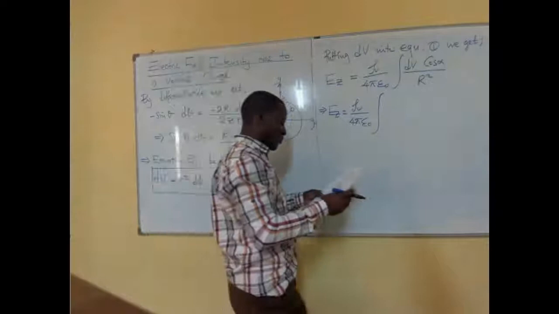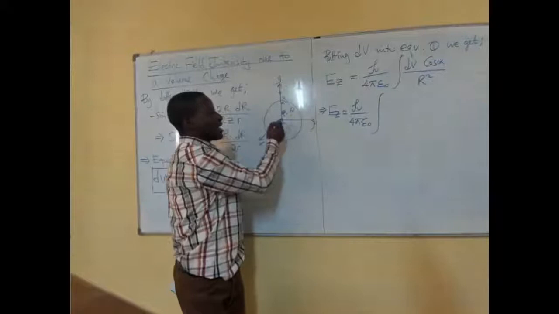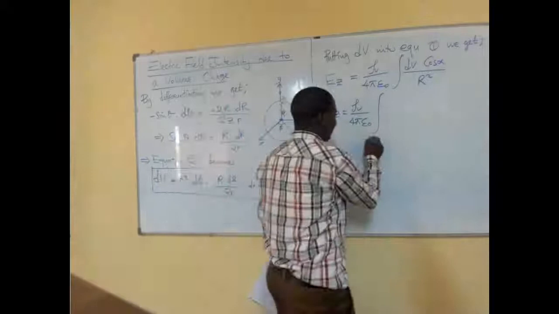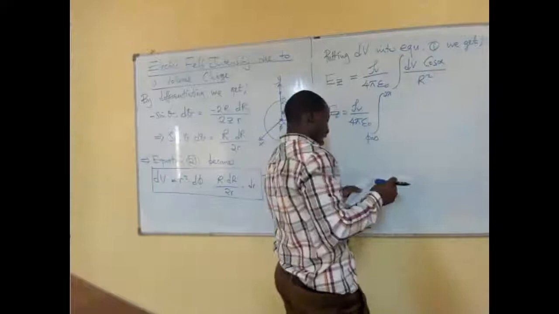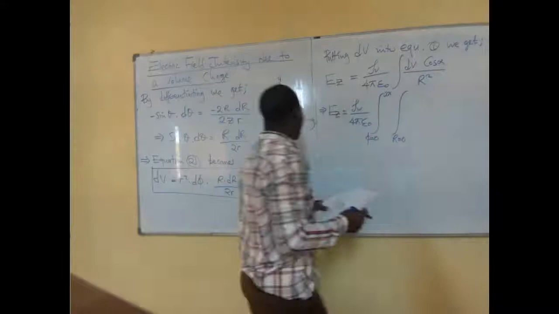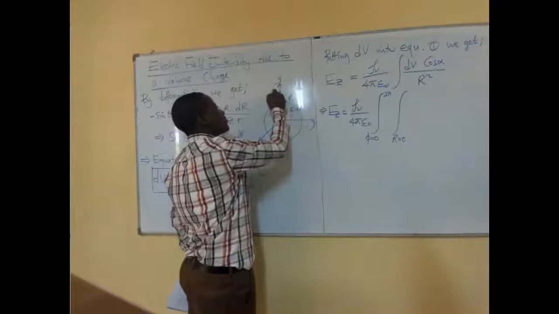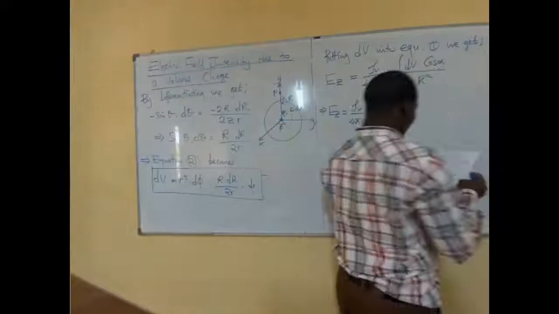In other words, it can only move just on the surface. It can only move around like this. So we are integrating phi. This phi starts from 0 up to 2 pi. Then from there, we are also looking at the R, which is the capital R, starting from 0. This R is what we have from this point, which is dV, to point P.